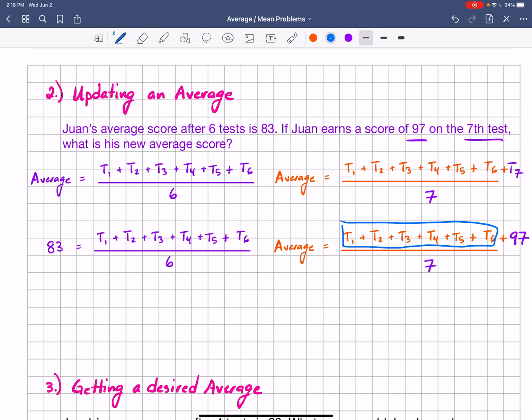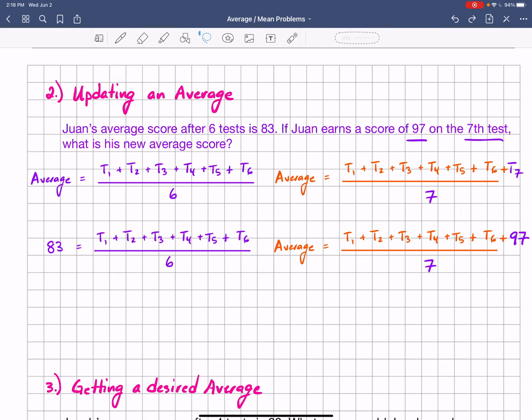But notice, I didn't say we need to know each individual test score. We just need to know what they add up to. And we can find that information by looking over here. We have some information about the first 6 tests. We know that if we add them all together and divide by 6, we get 83. So we can solve this equation for the first 6 test scores.